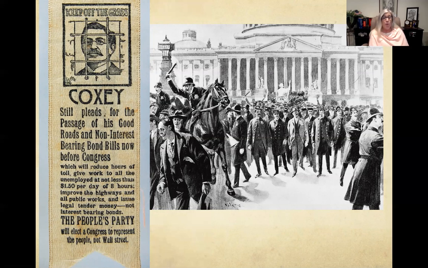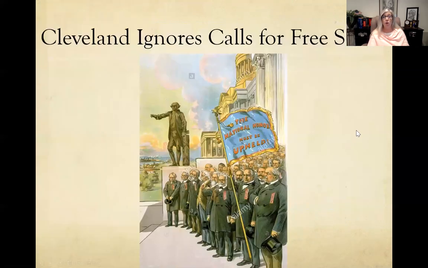Improve the highways and all public works and issue legal tender money, not interest-bearing bonds. So they are making these demands and they're being ignored. So this is kind of concerning for some of those lower classes. And Grover Cleveland is not going to totally be on board with this idea of free silver. So we've still got this huge argument over free silver and the gold standard. Notice that the Capitol here is colored gold, referencing the gold standard and its support.